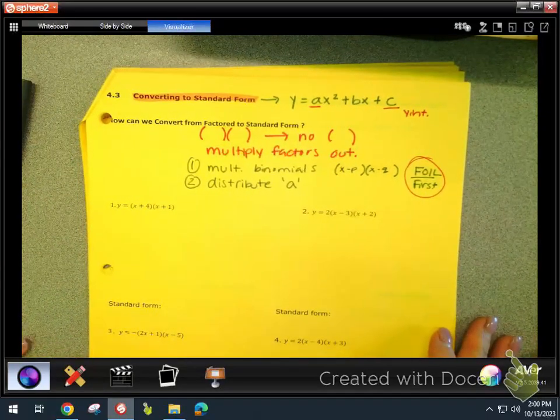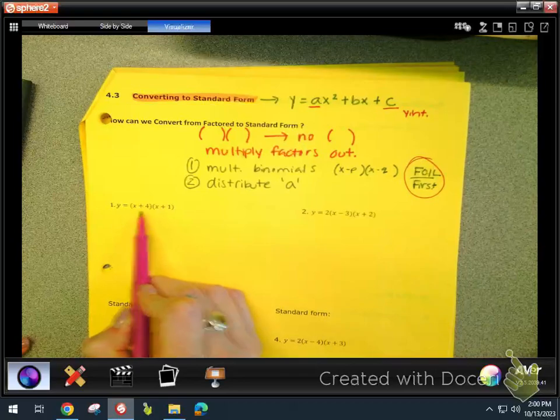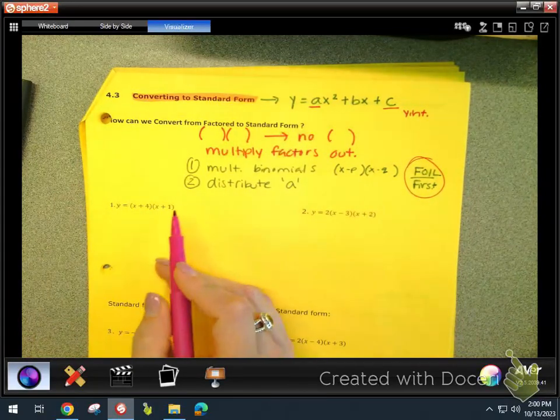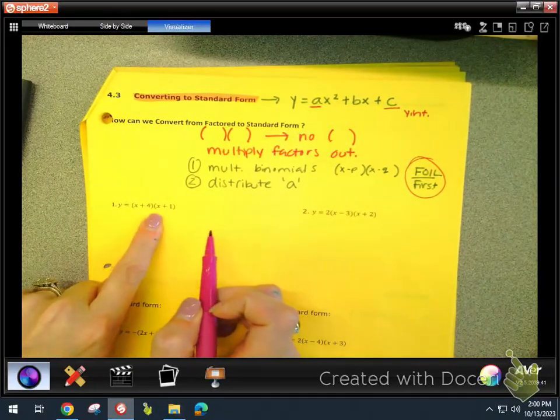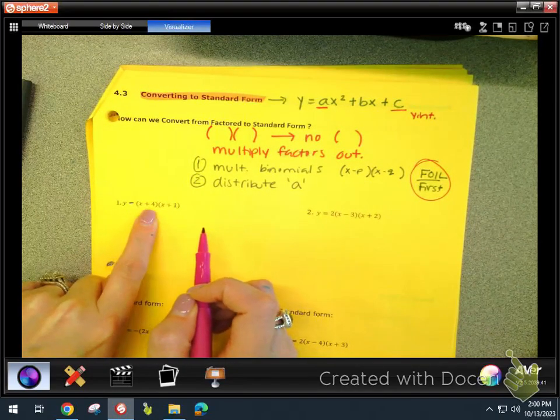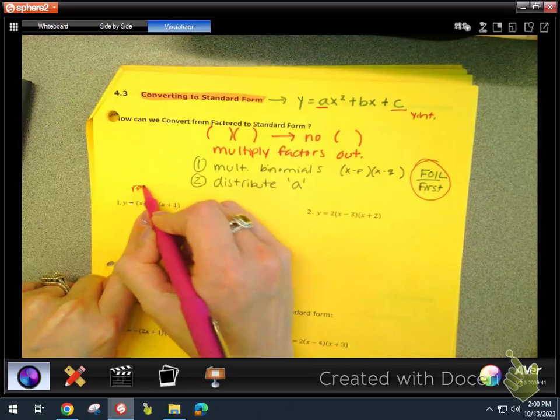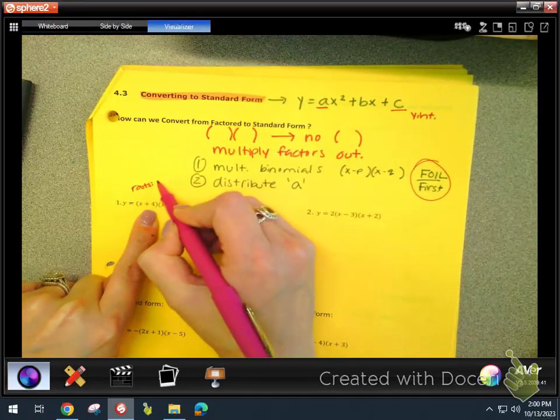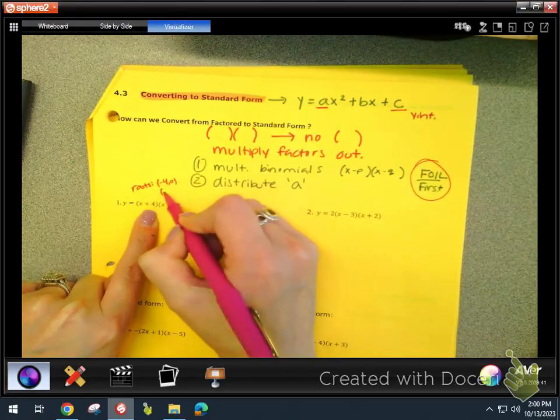We'll try a couple together. Number 1, y equals (x plus 4)(x plus 1). All right, this is review stuff. What form is this in? Factored form. What do you know? The roots. What are the roots on this problem? Negative 4, 0, negative 1, 0.